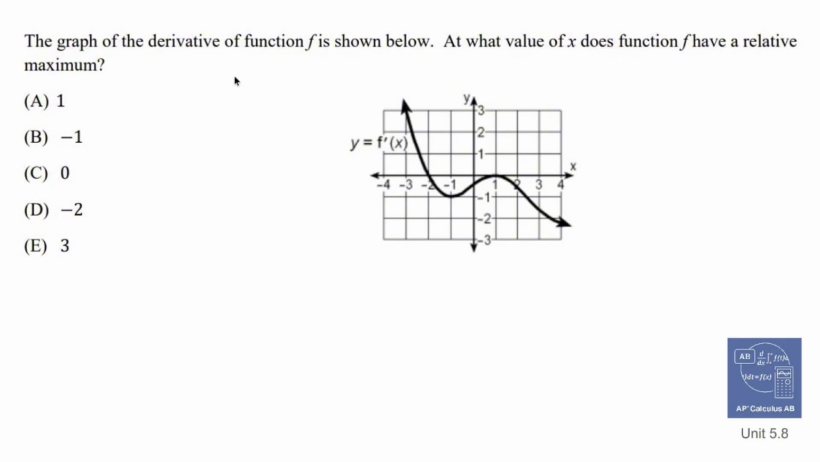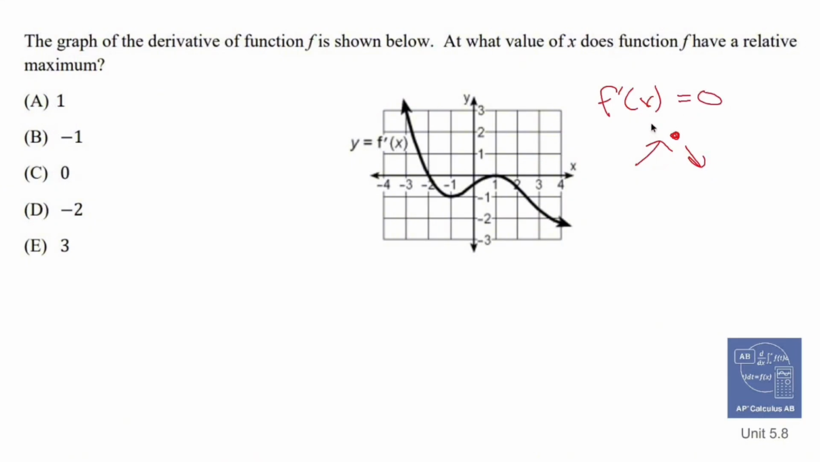The graph of the derivative of function f is shown below. At what value of x does function f have a relative maximum? Okay, so this is the derivative. A relative maximum occurs when your derivative goes from positive to negative, because that would represent a relative maximum. What I need to do first is find out the critical points for that to happen.